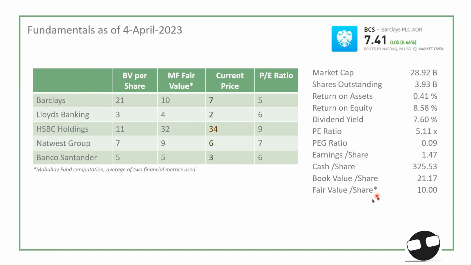And based on our computation using two financial metrics, the computed fair value of Barclays is around $10 for the ADR version. Okay, so comparing it to the competition, so we have here Lloyd's Banking, HSBC, NatWest, and Banco Santander. So for the Barclays, we have book value per share 21, fair value that's 10, and current price is 7, which is still below the computed fair value. So our call is actually still a buy, although we don't have Barclay in our portfolio as of this review.